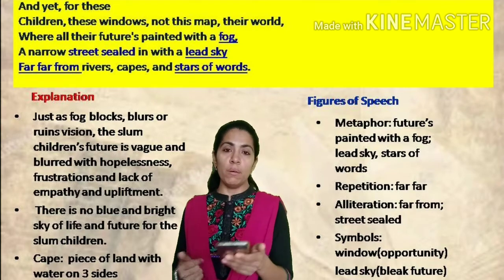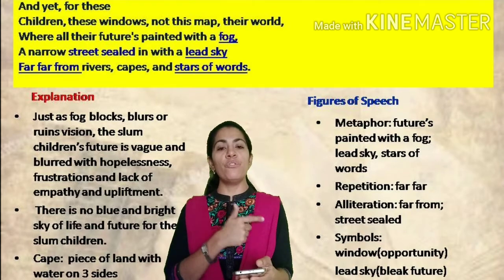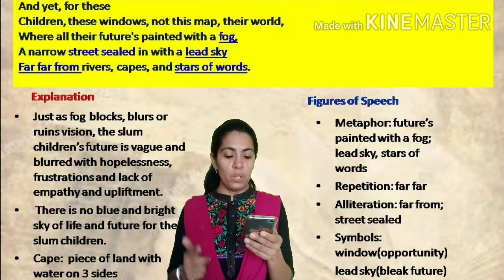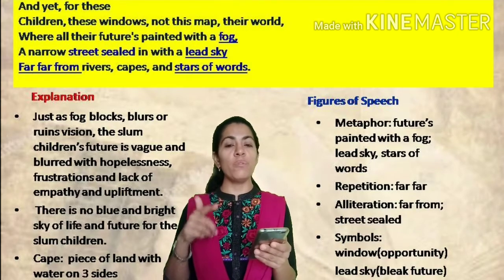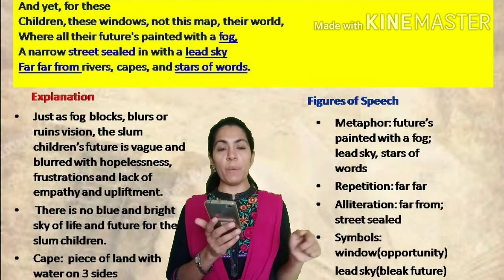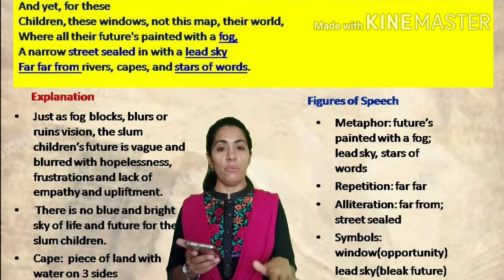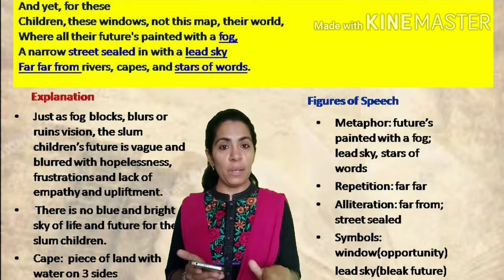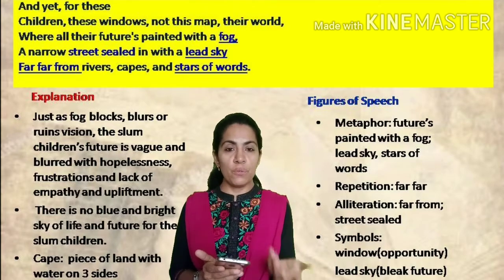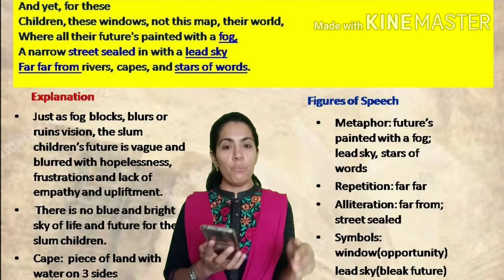And can they explore the world? For these children, this map which is portrayed there is not their actual world. These windows are their world, the windows of the classroom. For these slum children, these windows, not this map, their world, where all their future is painted with fog. Their future is bleak, it is dismal, it has no light, it has no happiness. So their future is painted with a fog.